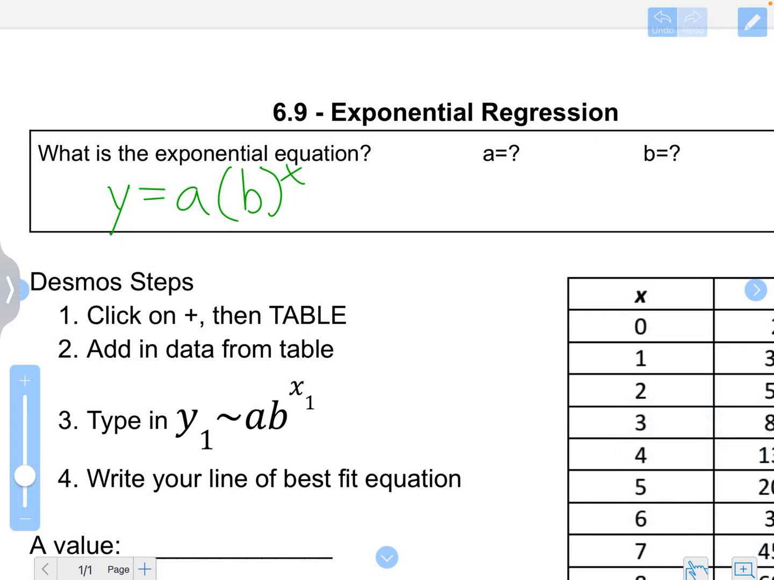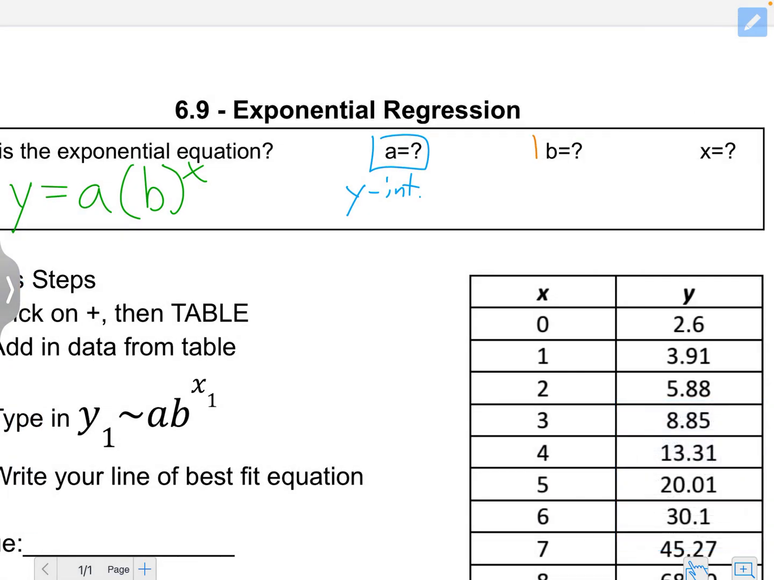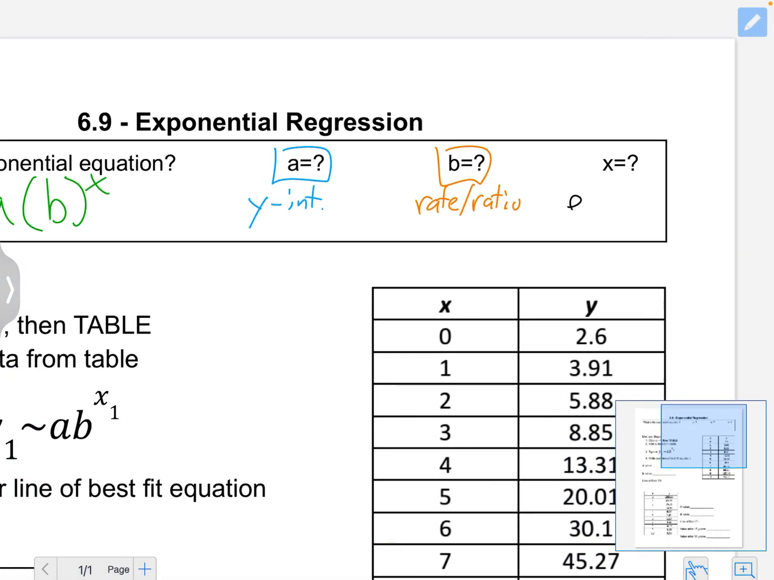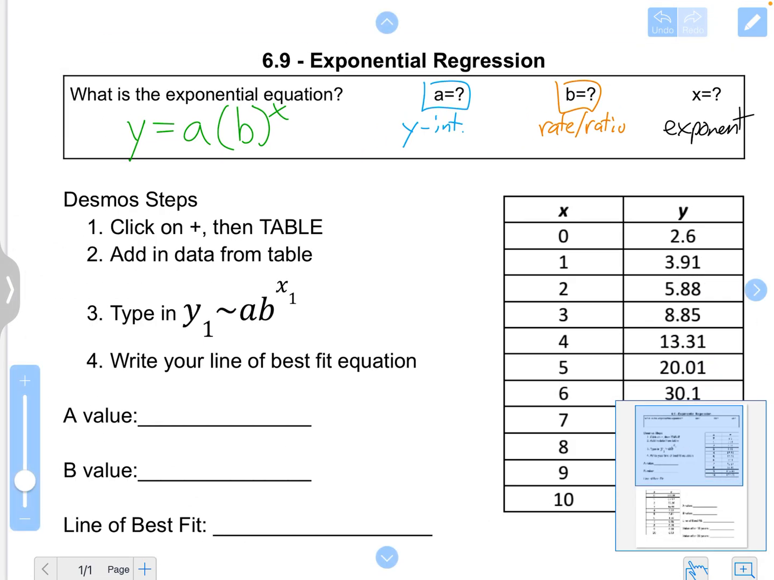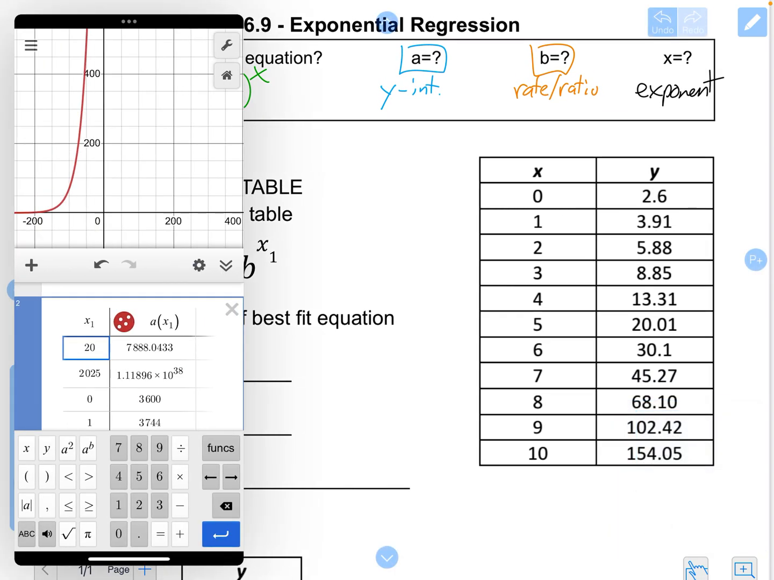So we need to remember that our a value is our y-intercept, our b value is our rate or ratio, and then our x is our exponent. For exponential regression, we're going to need to use Desmos.